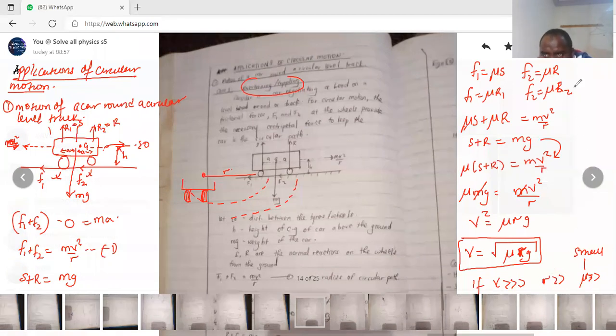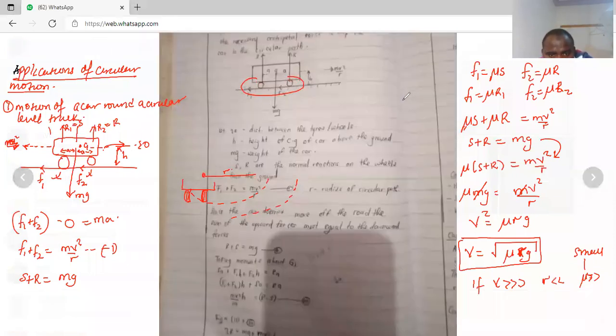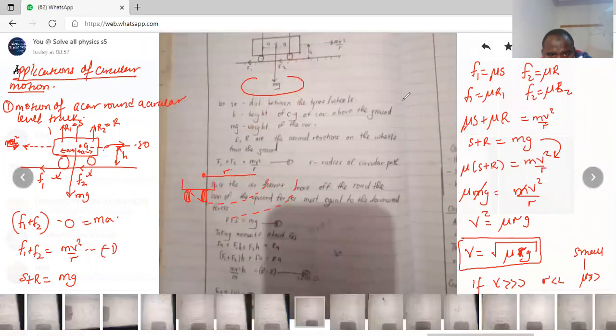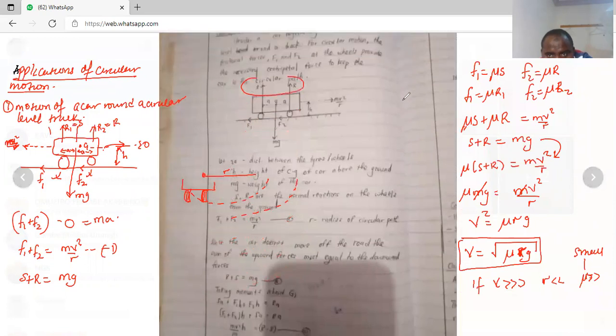I think I've written this one wrongly. It should have been R is small here, not R is very big. So if R is very small, what does it predict? So those become the conditions for having overturning take place.